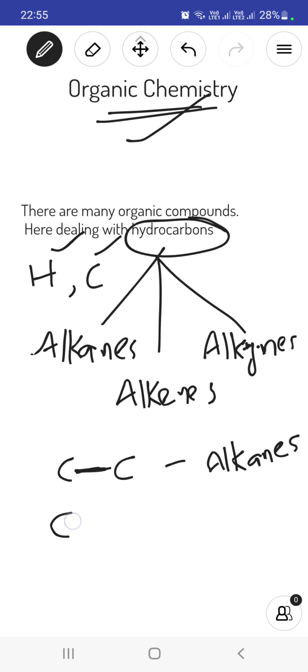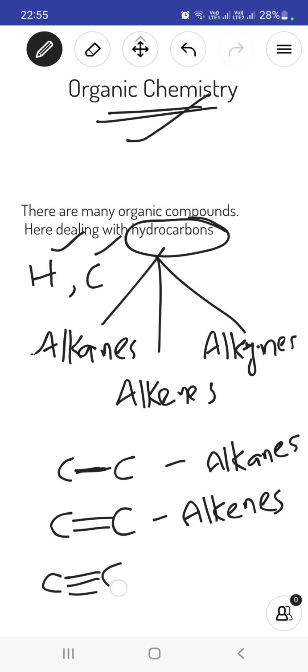And if there are two bonds between the carbon atoms, we can name it alkenes. Just listen: if there is only one bond between the carbon atoms, it is known as alkanes. If there are two bonds between the carbon atoms, we can call it alkenes. And what would be the name of the compound with three bonds between the carbon atoms? Alkynes.